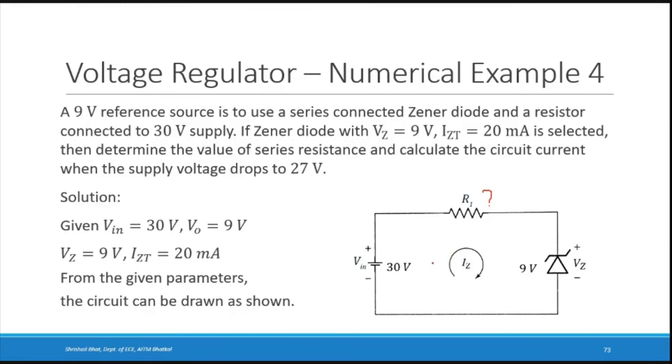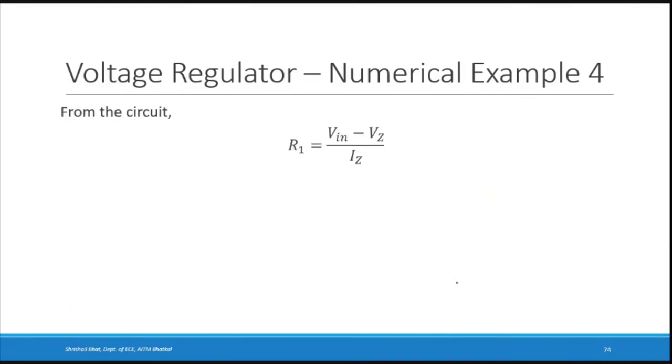Apply Kirchhoff's voltage law. Very simple. 30 minus 9 divided by 20 milli. That will be the R1. So from the circuit diagram, R1 will be equal to V in minus Vz divided by Iz. Right? R1 is V in minus Vz divided by Iz. V in is 30, Vz is 9, so Iz is 20 milli.